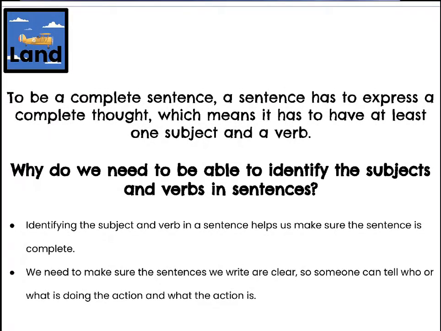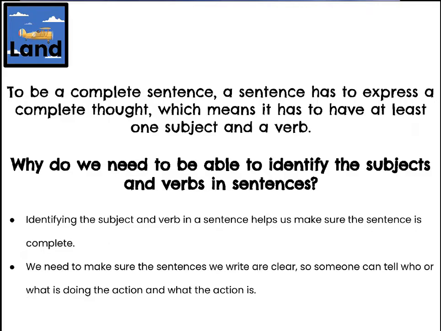Okay, we're coming in for a landing here, almost done. To be a complete sentence, a sentence has to express a complete thought, which means it has to have at least one subject and a verb or an action in the sentence. Why do we need to be able to identify the subjects and verbs in sentences? Why are we even doing this? Well, here's a couple reasons. Identifying the subject and verb in a sentence helps us make sure the sentence is complete. We need to make sure the sentences we write are clear so someone can tell who or what is doing the action and what the action is.